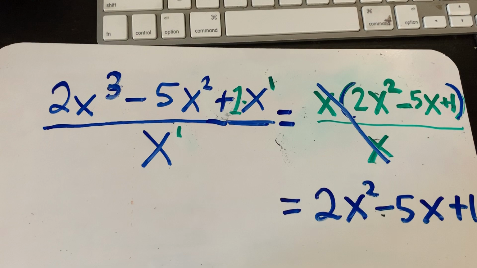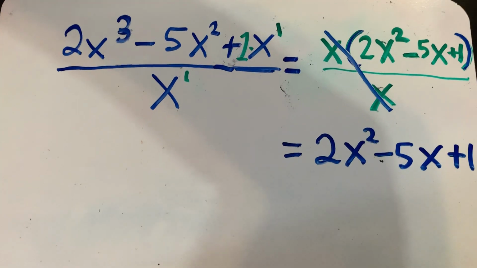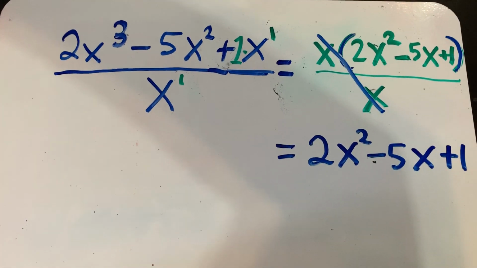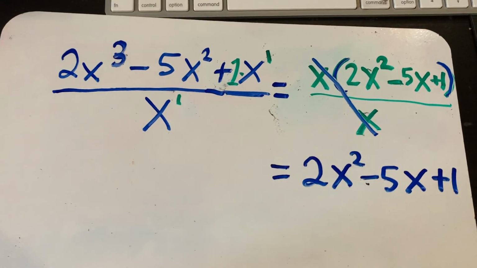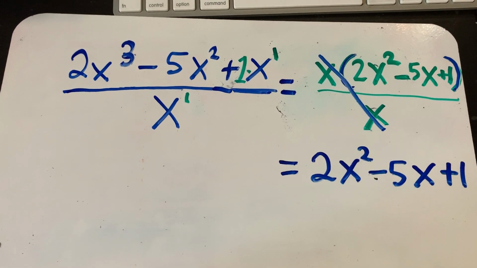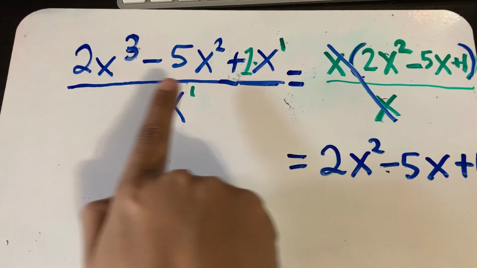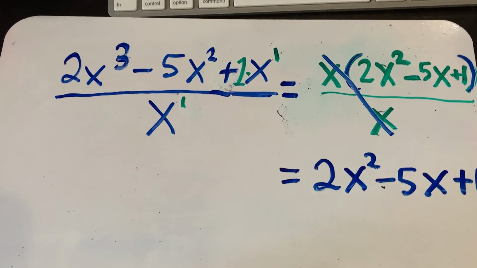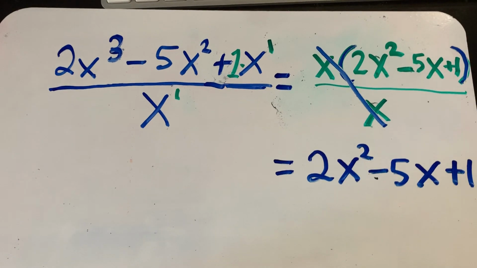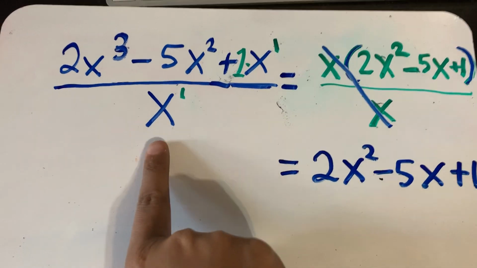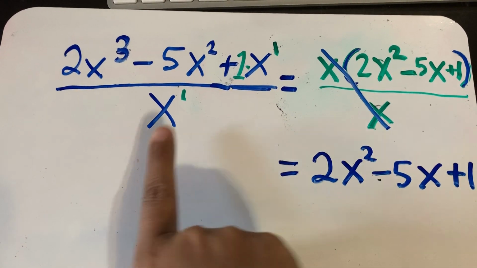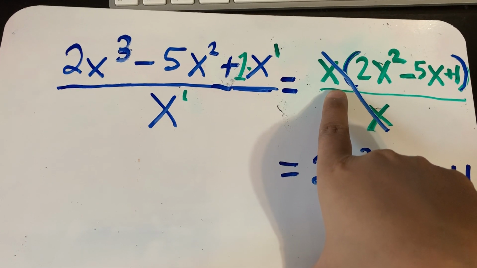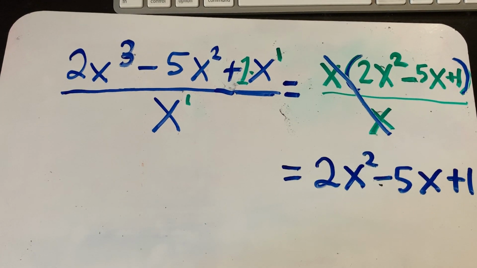In class, we learn how to divide using long division and synthetic division, but using the GCF method, where we factor out the greatest common factor, in this case, will be the faster way of doing it, because we're only dividing by x and we're factoring out 1x. And that's why it works.